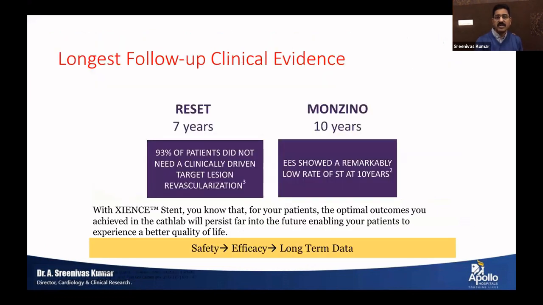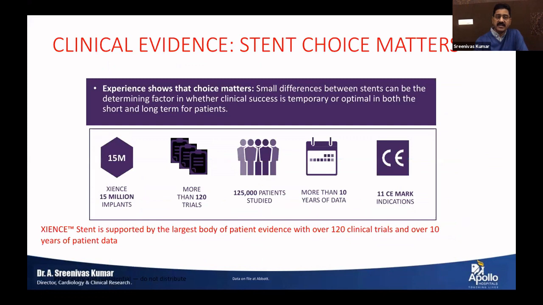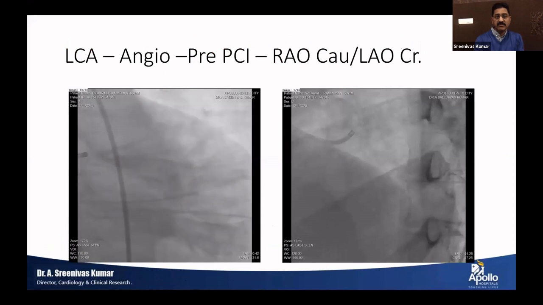And we have the longest follow-up data, up to 10 years, on this platform. About 15 lakh plus implantations have been done in our country. Overall in the world, I think they have the leading market as of now. 15 million implants is what the company claims. And stent choice in most situations probably is Xience. But you have to also know where to prefer other platforms like Resolute Onyx and Orsiro, which you'll be dealing with.